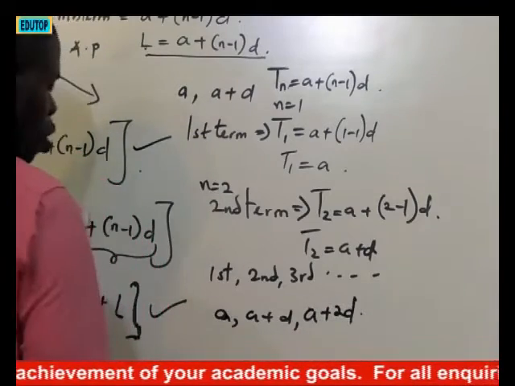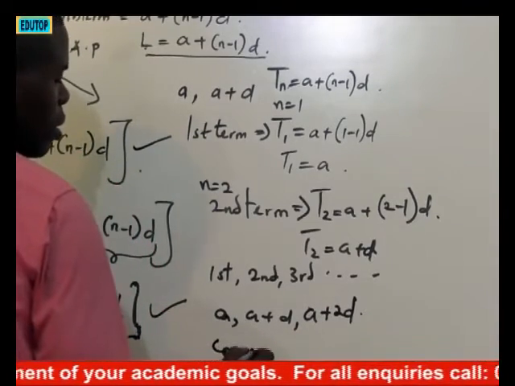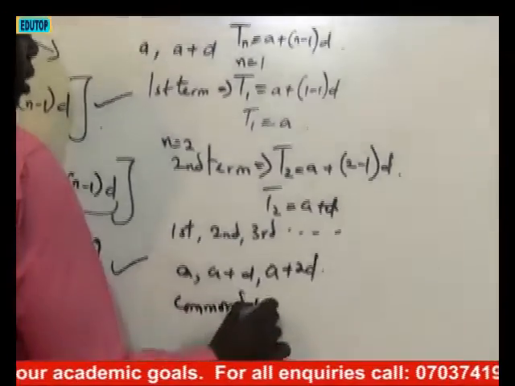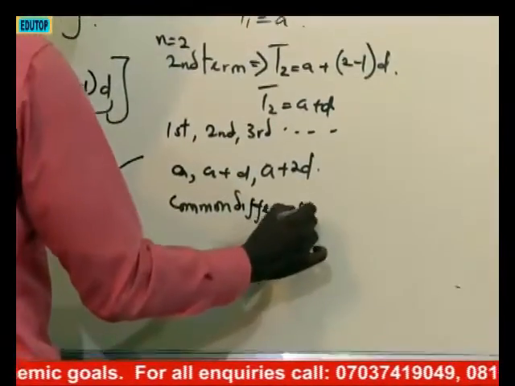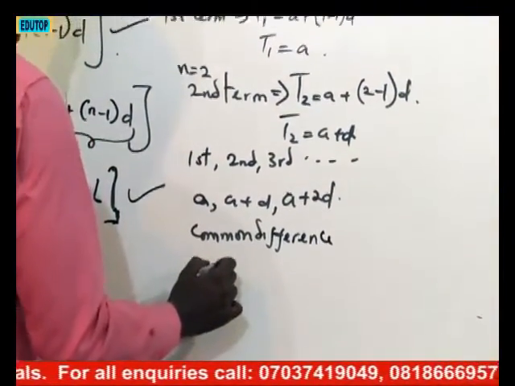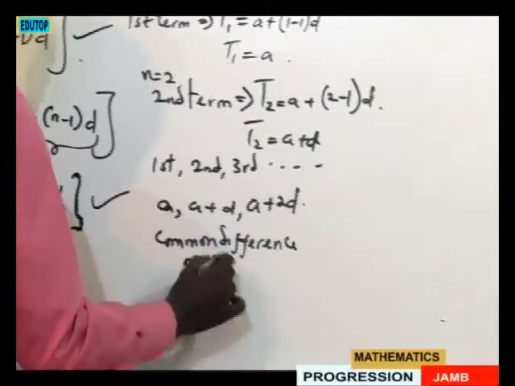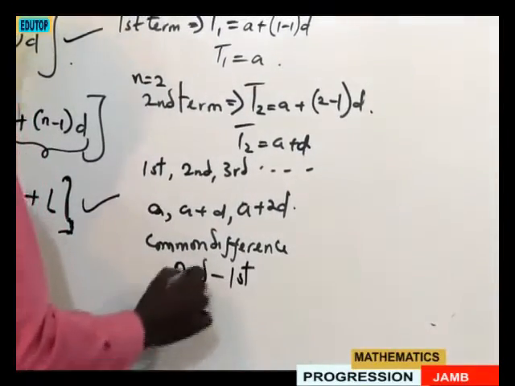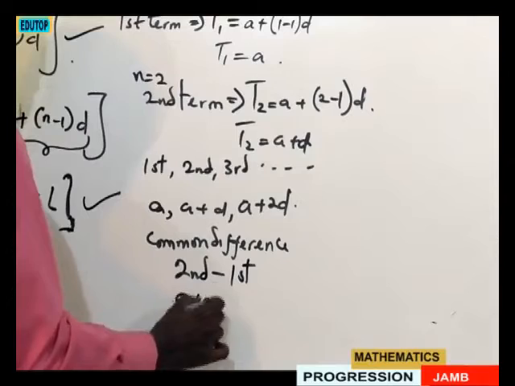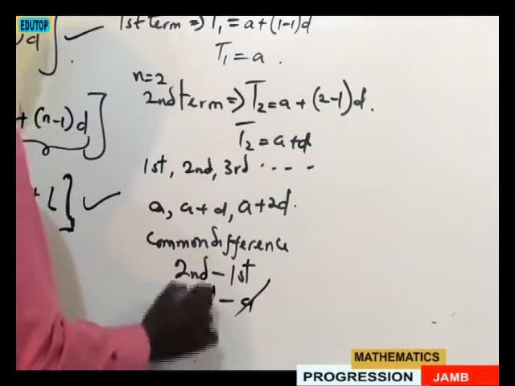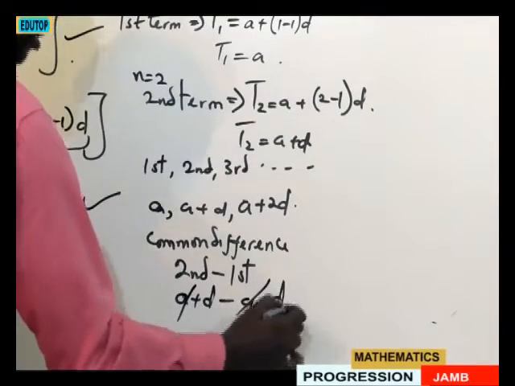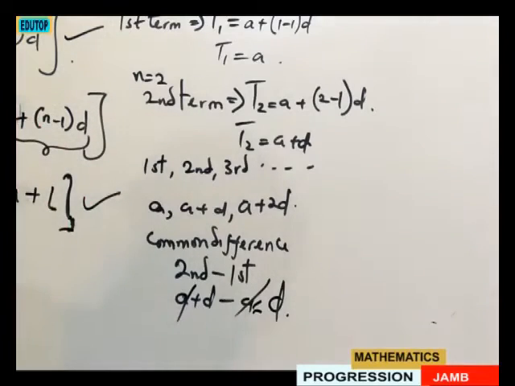So if you have to determine the common difference, it is simply by subtracting the first term from the second term. The second term is A plus D, and you subtract the first term. This A cancels this A, and you have D, which is the common difference. That's the pattern for AP.